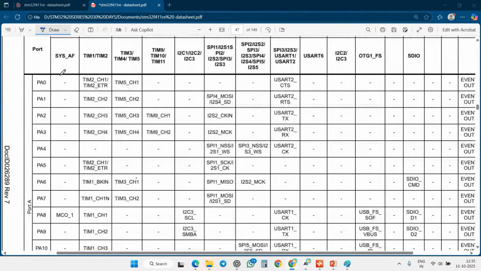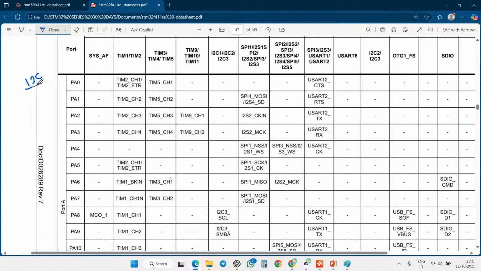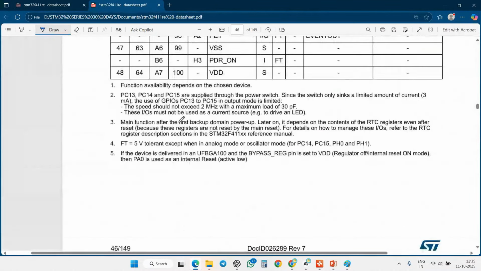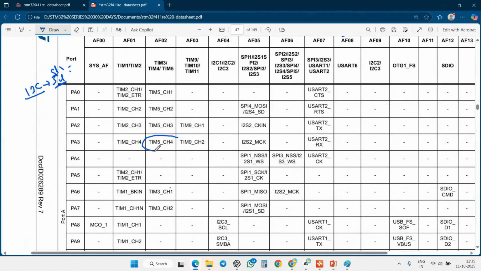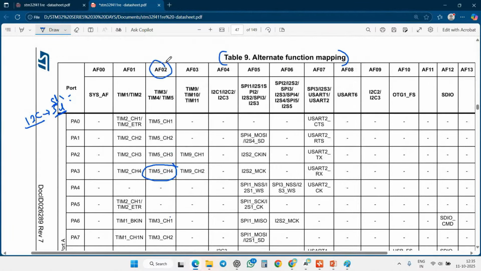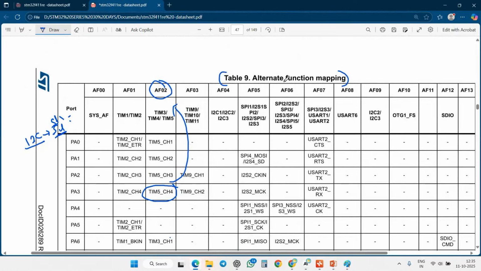I'm having two pins. If we are taking I2C, I require two pins: one is called SDA and the other is called SCL, the clock pin. If I require two different pins, I need to map them. That is called an alternative function. Whenever you are using different pins, you should map them. That is the function.